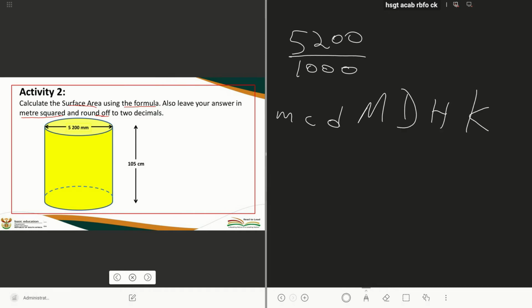Focus on this one now, whereby they convert millimeters to meters. 1, 0, 0, 0. We are going to take it to this direction. And when we take it to that direction, we do what? We divide. So 5,200 divided by 1,000, we are going to get it as 5.2 meters. We have done the diameter of our cylinder.